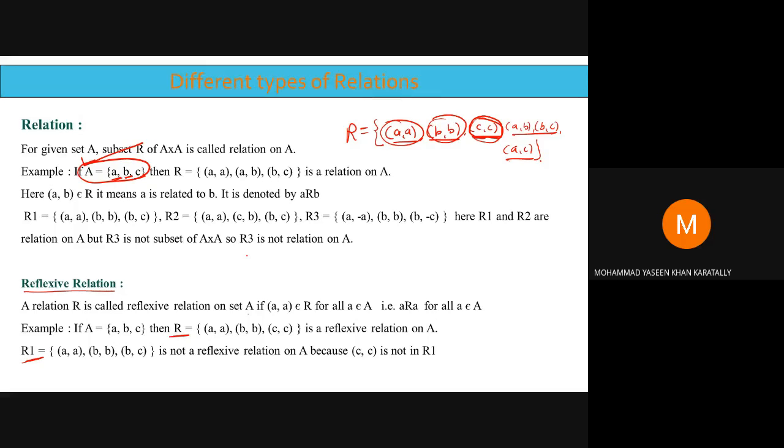Excuse me, sir. Yes, please. Who's that? Sir, Mohammed here. Yes, Mohammed, please speak, what do you need? Sir, last time, R1 with A comma A, B comma B and B comma C is not reflexive because C comma C is not in R1.